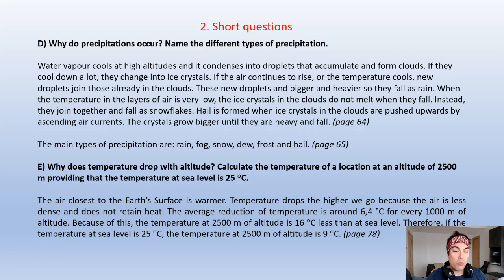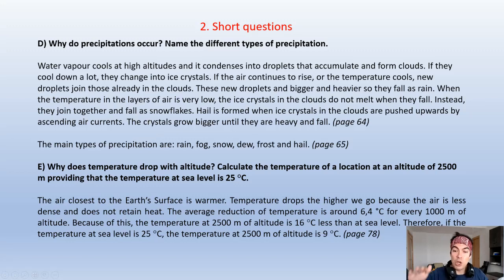The fifth short question is: why does temperature drop with altitude? Calculate the temperature of a location at an altitude of 2,500 meters, given that the temperature at sea level is 25 degrees centigrade. The reason temperature drops with altitude is that the air closest to the Earth's surface is warmer.